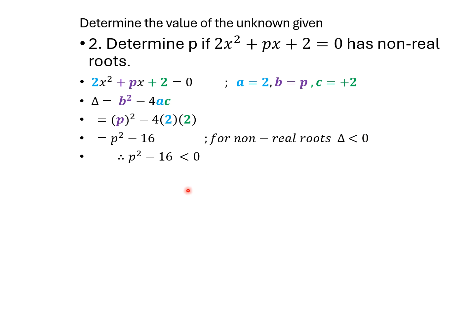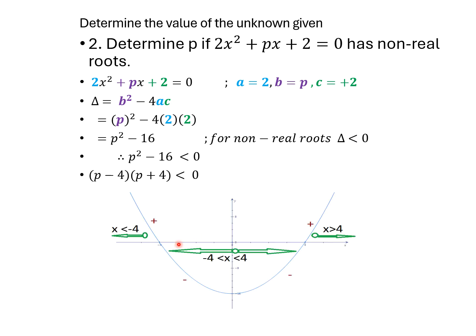From there, it is a difference of two squares, which you know how to factorize from grade 9. There are going to be two brackets: p minus 4 and p plus 4. Now to solve this, we need to know the critical values. To make this 0, it's 4, and to make that 0, it's negative 4. So p equals 4 and p equals negative 4 are technically my intercepts.